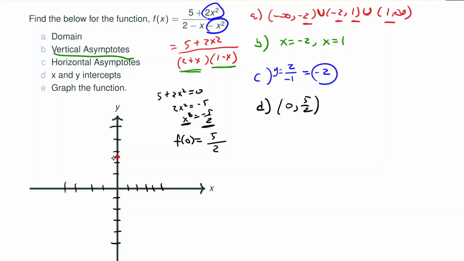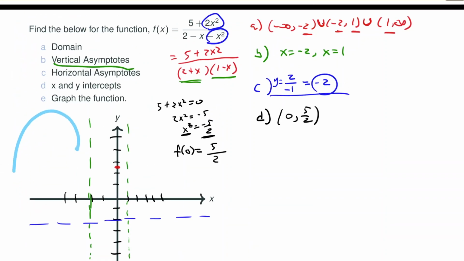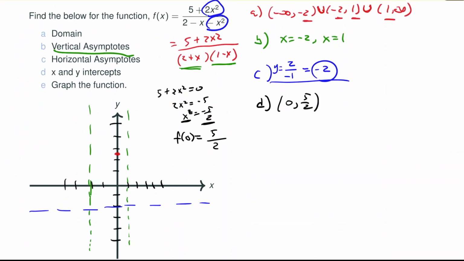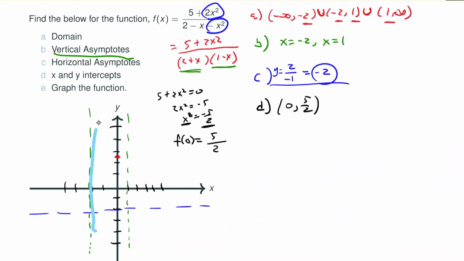The graph will intersect here. And we have a vertical asymptote at x equals 1, x equals -2, and y equals -2 for the horizontal asymptote, like here. Okay. So now when we graph this, again, we're graphing one section at a time. Here's one section, here's the second section and third section. So draw one section at a time.